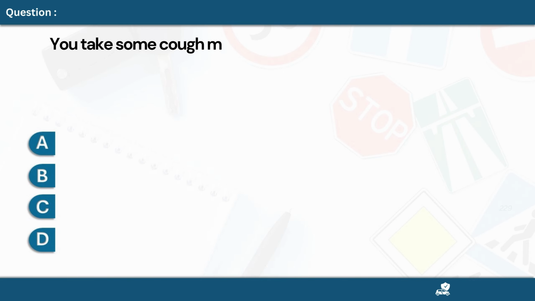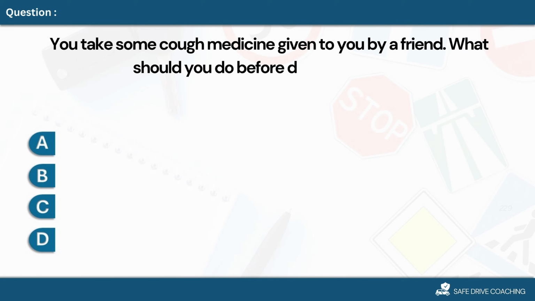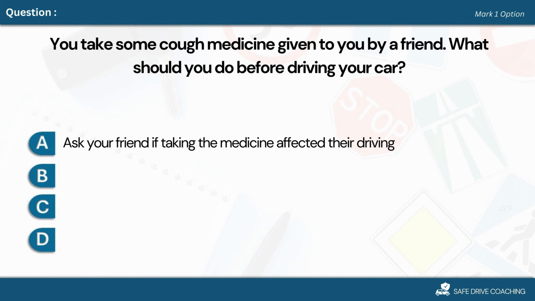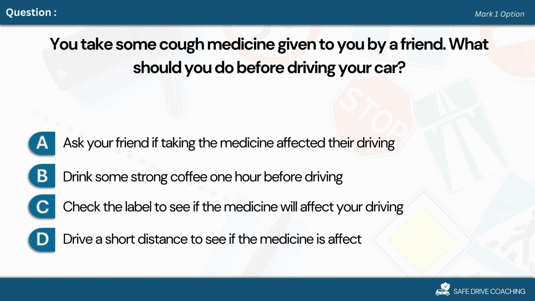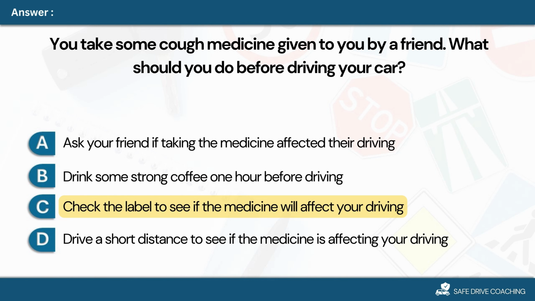You take some cough medicine given to you by a friend. What should you do before driving your car? A. Ask your friend if taking the medicine affected their driving. B. Drink some strong coffee 1 hour before driving. C. Check the label to see if the medicine will affect your driving. D. Drive a short distance to see if the medicine is affecting your driving. The correct answer is C. Check the label to see if the medicine will affect your driving.